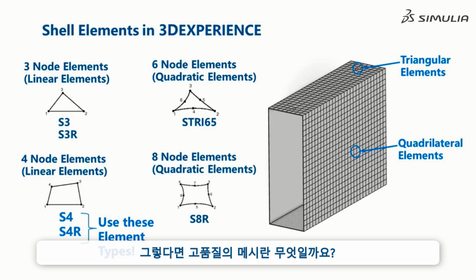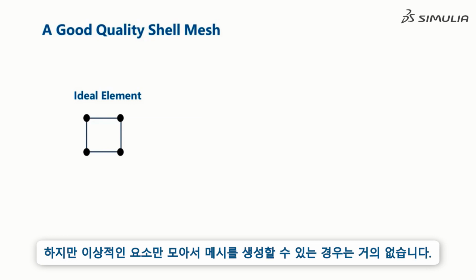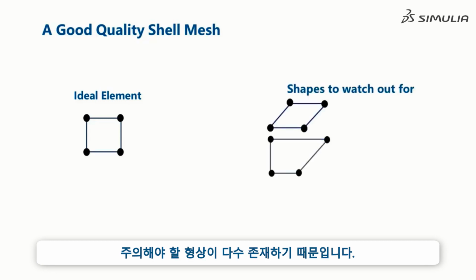So, what is a good quality mesh? The ideal mesh consists of perfectly square elements. One can rarely create a mesh consisting of only ideal elements. There are a number of shapes to watch out for.